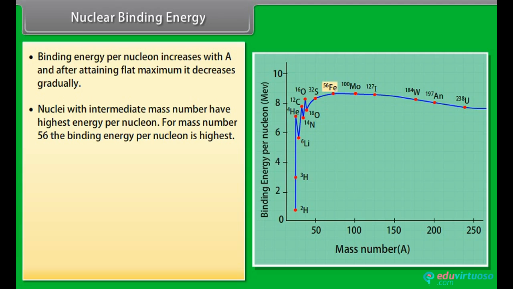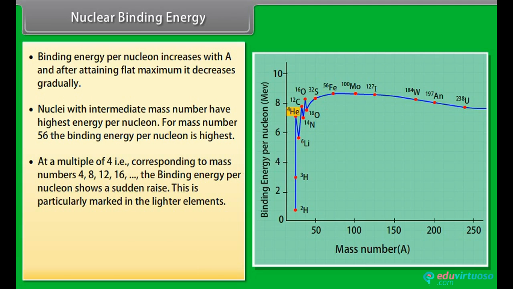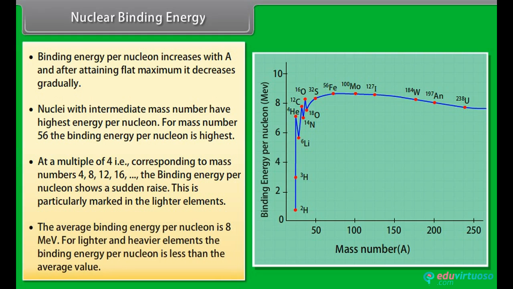For mass number 56, the binding energy per nucleon is highest. At multiples of 4, that is, corresponding to mass numbers 4, 8, 12, and 16, the binding energy per nucleon shows a sudden rise. This is particularly marked in the lighter elements. The average binding energy per nucleon is 8 MeV. For lighter and heavier elements, the binding energy per nucleon is less than the average value.